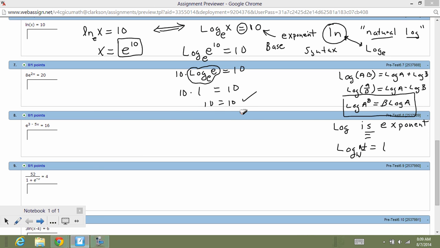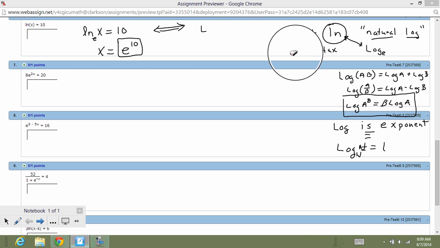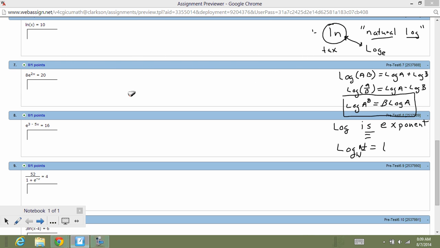Now, get rid of this stuff and move on to Question 7. We have 8 times e to the 2x equals 20. First of all, it's important to understand that 2x is only on the base e. The 2x is not on the 8. That 8 is multiplied right there, and that 2x is not being applied to that 8.